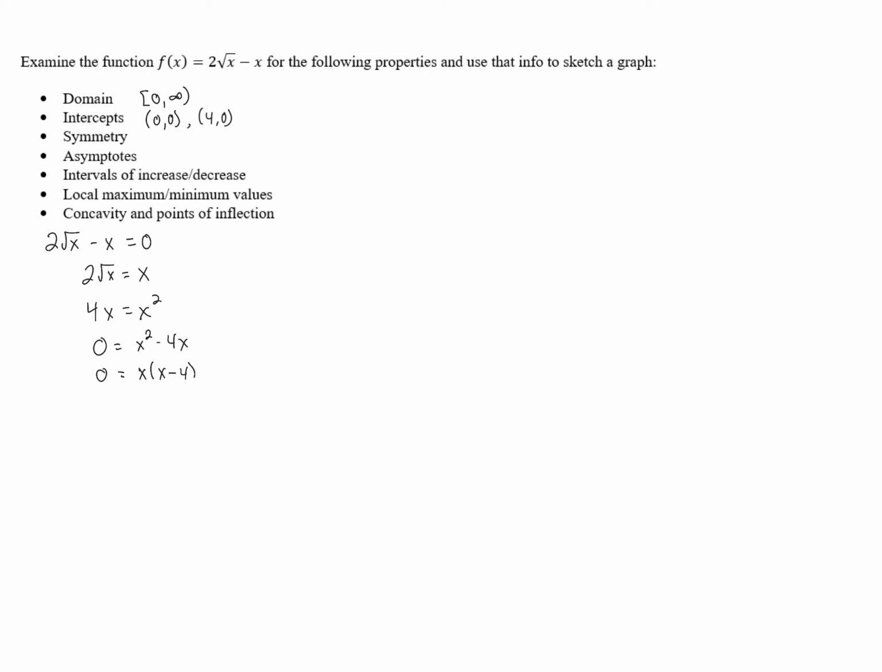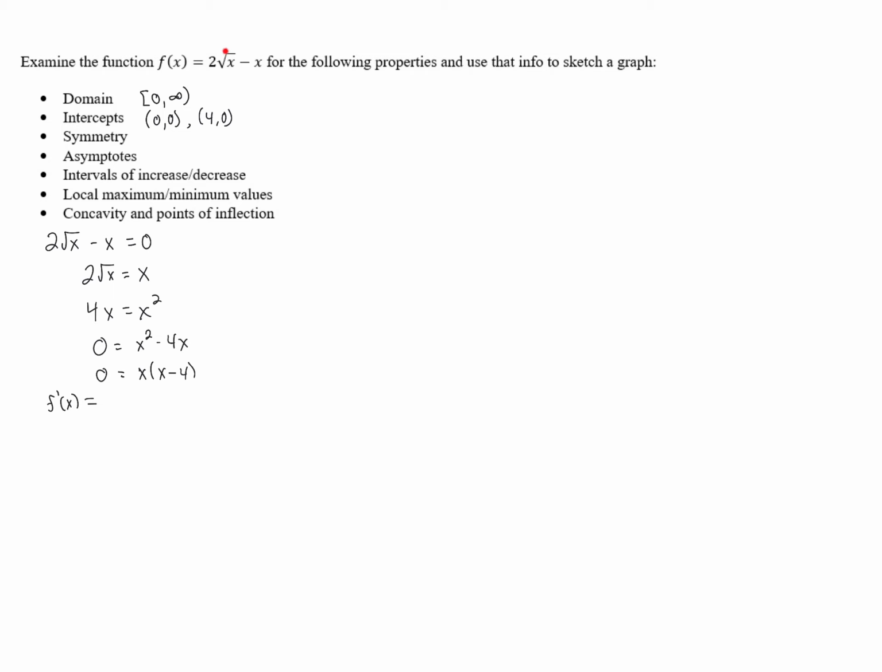There are no obvious asymptotes. The square root of x and x are both functions that aren't known for having asymptotes, so we are not going to worry about that. For the next couple of bullet points, the intervals of increase and decrease and the local maximum and minimum values, we will need to differentiate this. So let's get the derivative.